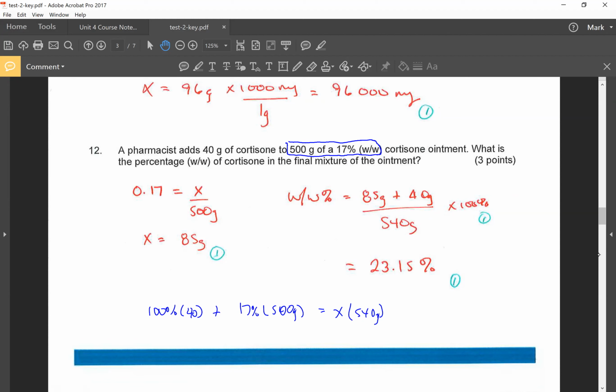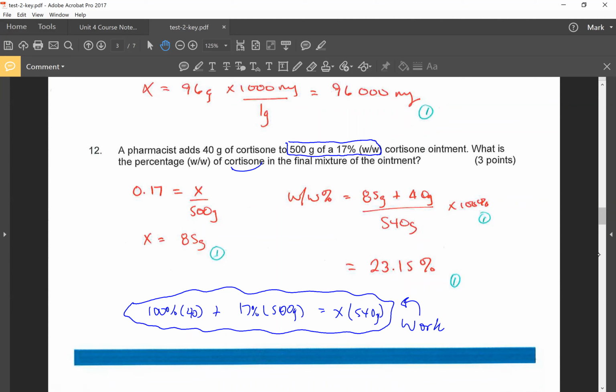So this is actually another way to solve this. You could solve this like we did at the end of chapter 3 by using that mixture formula. This does work. But this question was from earlier in chapter 3, and we had 40 pure grams of cortisone, and then we're going to add it to a mixture of 500 grams of 17%. So my goal is to figure out how much cortisone is in the final mixture.